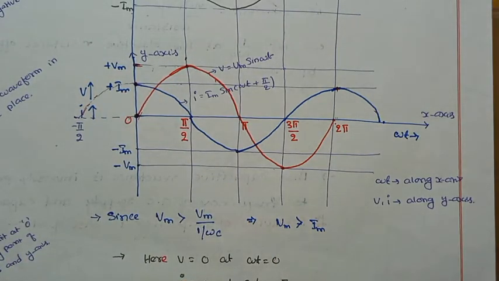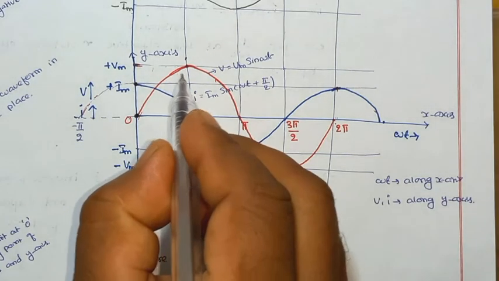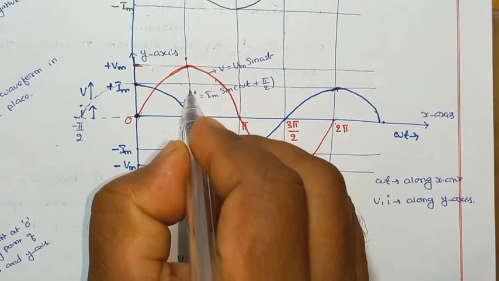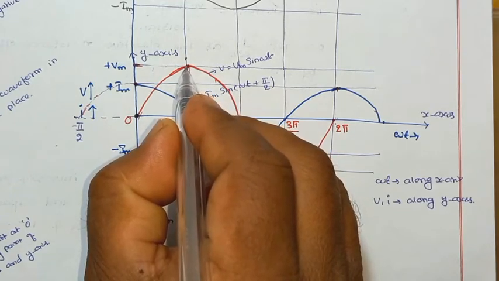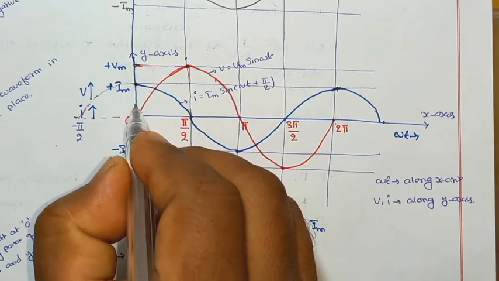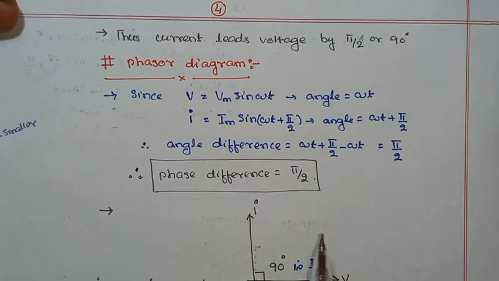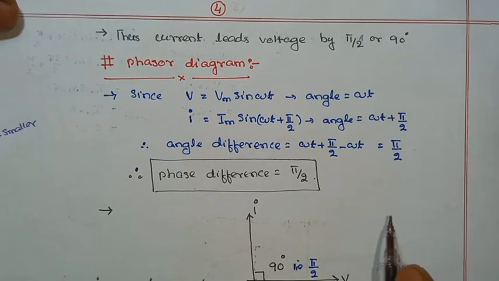If we extend this current waveform in this direction, then we find that the current is leading the voltage. ठीक है? Okay. Since Vm is greater than Vm by 1 by omega c, but Vm by 1 by omega c is Im, so Vm is greater than Im. Therefore, the peak value of the voltage, see here, for the positive half cycle, this is the peak value of the voltage, and it is greater than the peak value of the current. ठीक है? Okay. So current leads the voltage by pi by 2 or 90 degree.